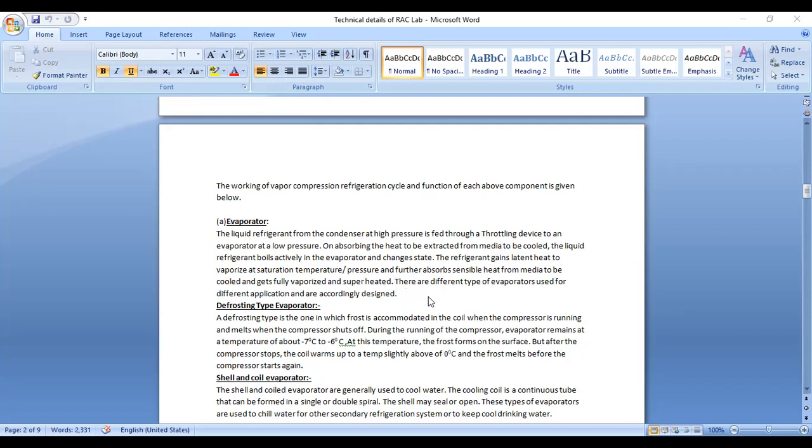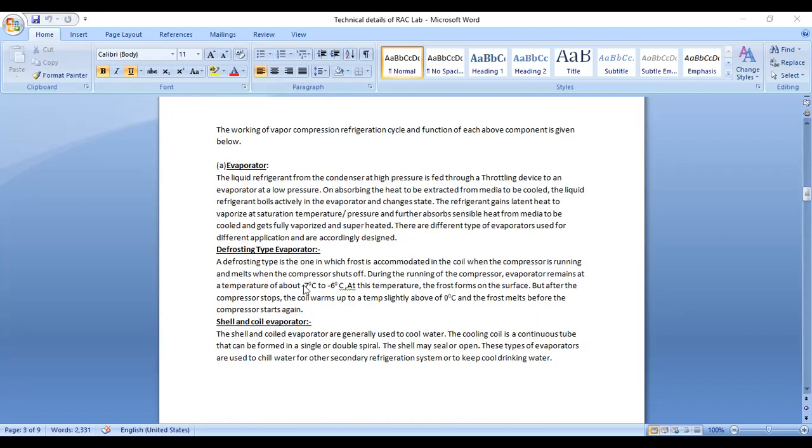There are four different types of evaporators generally used. Defrosting evaporator. The defrosting type is the one in which frost accumulates on the coil when the compressor is running and melts when the compressor shuts off. During the running of the compressor, the evaporator remains at a temperature of about -6 to -7 degrees centigrade, and at this temperature the frost forms on the surface. After the compressor stops, the coil warms up to a temperature slightly above 0 degrees centigrade and the frost melts before the compressor starts again.